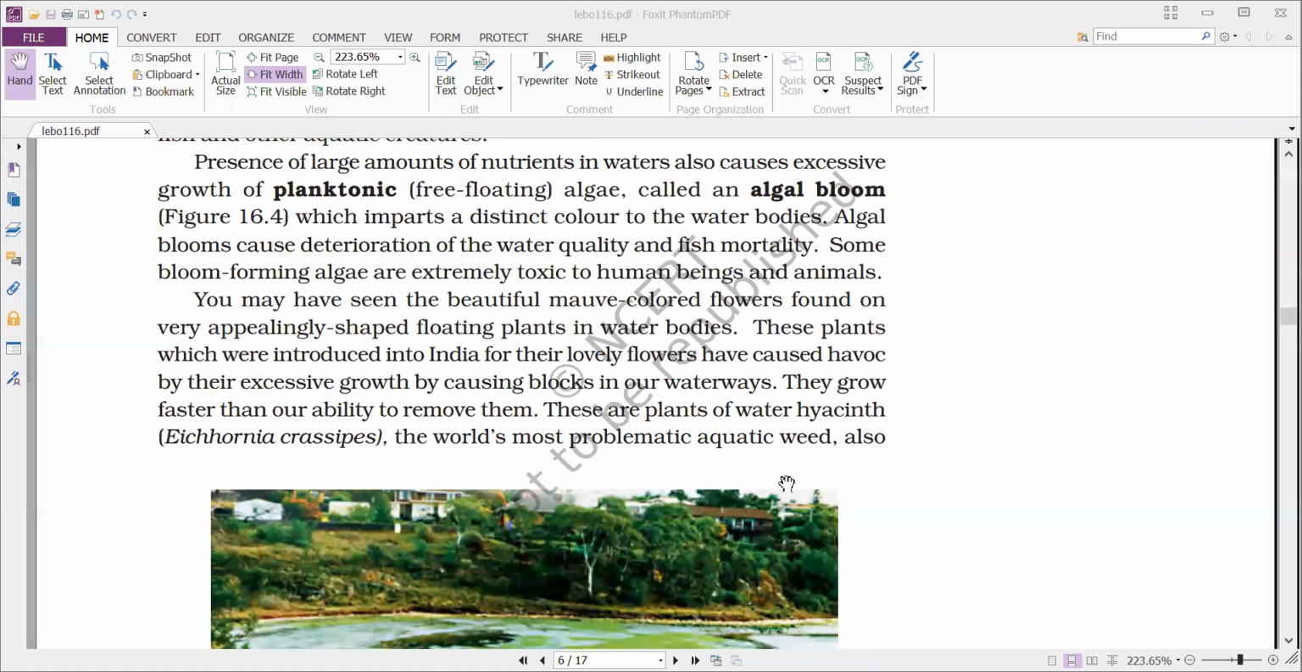But as the conditions are very suitable for this plant to grow, and a large amount of nutrients is present in the water bodies of India, this plant has grown enormously within a short period of time and created massive havoc, disturbing the water bodies by obstructing the flow of water. They grow faster than our ability to remove them. That means, as they are propagated naturally by vegetative propagation, they are growing very fast.